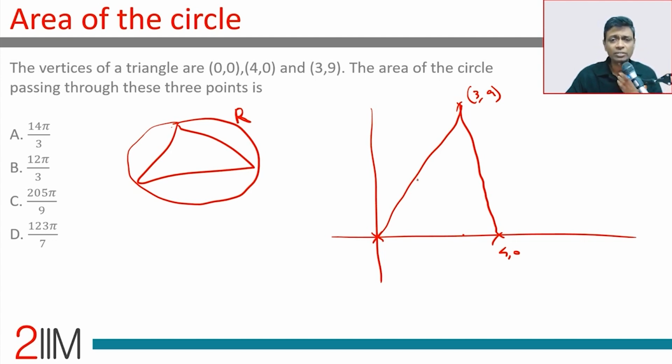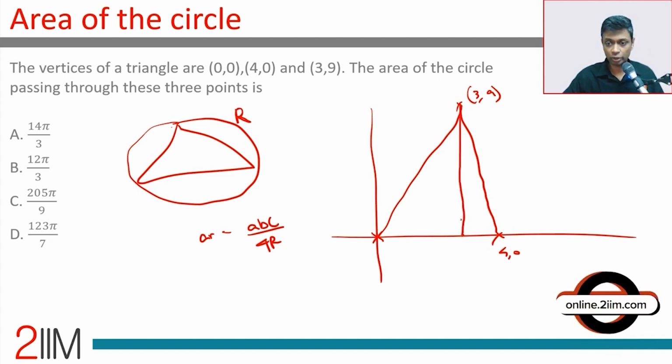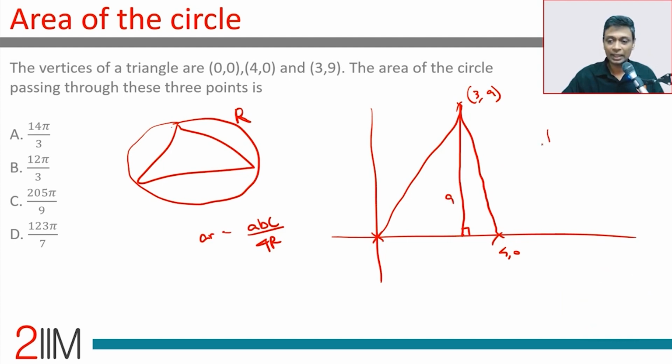How do we find the circumradius? We know only one formula. We know that area is abc by 4R. We have to plug that in somewhere. And so, if you find the area, we may be getting somewhere. The altitude from this point to the origin line, this is 9. Area is half into 4 into 9.